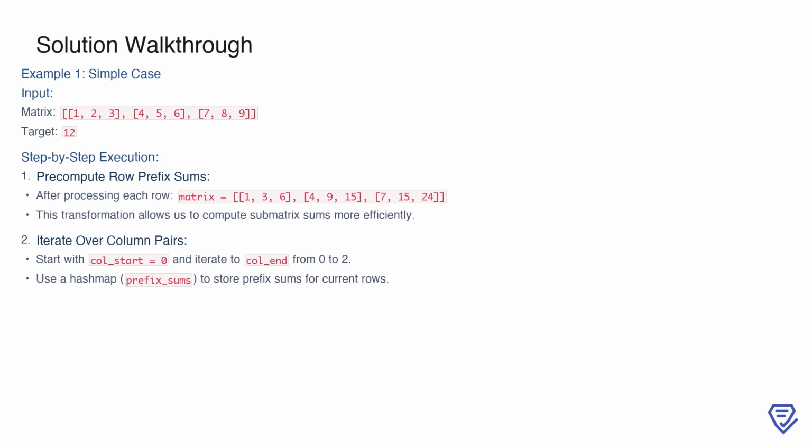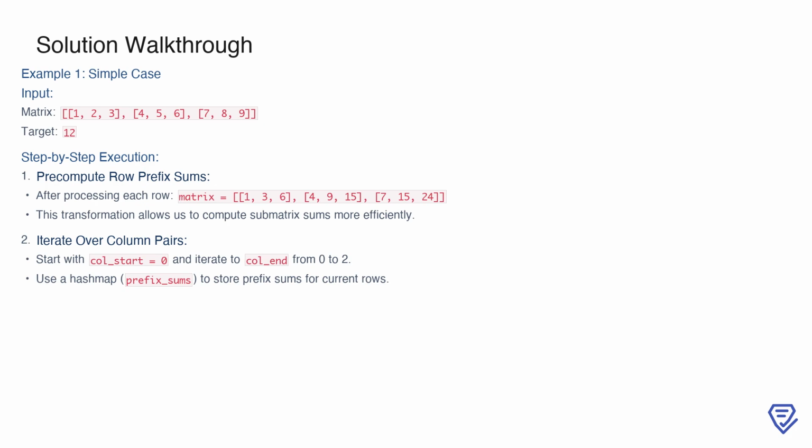To solve this problem, we start with a simple example. The input matrix is a 3x3 grid, and the target sum is 12. The first step is to pre-compute row prefix sums. This means that for each row, we calculate cumulative sums from left to right. For example, in the first row, the values transform from 1, 2, 3 to 1, 3, 6, where each number represents the sum of all elements from the start of the row up to that point. Applying this to all rows, the matrix becomes 1, 3, 6, 4, 9, 15, 7, 15, 24. This transformation allows us to later compute submatrix sums efficiently by subtracting prefix sums.